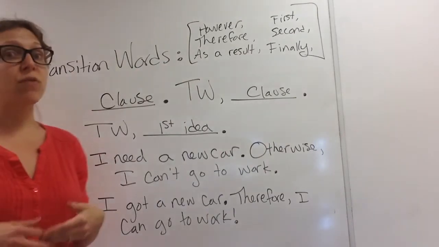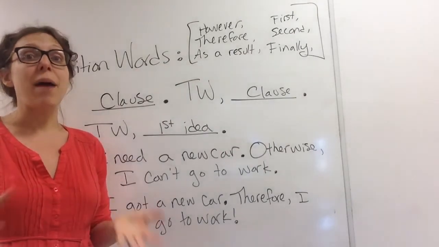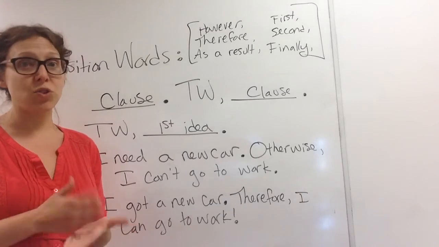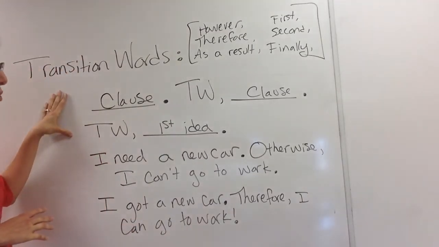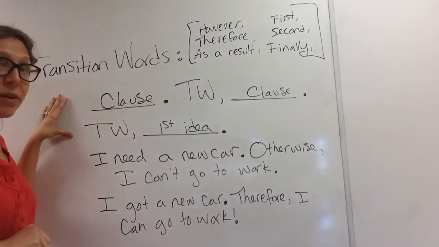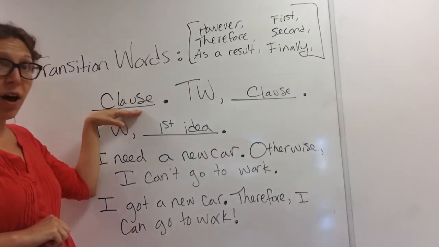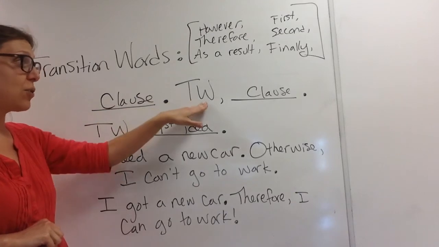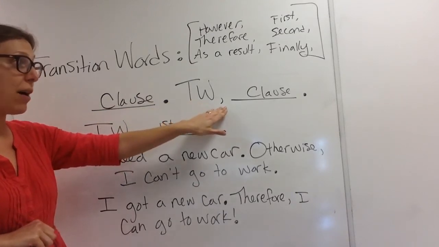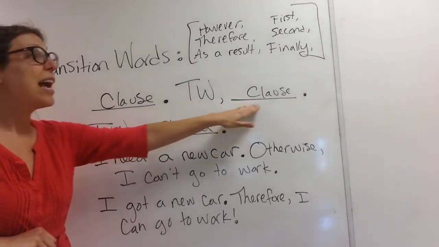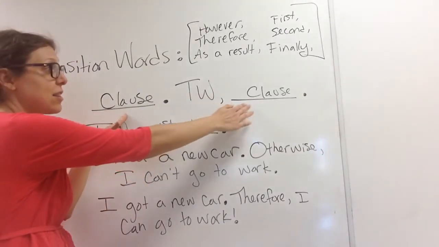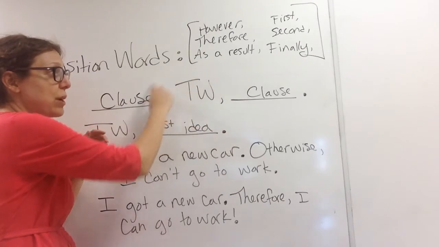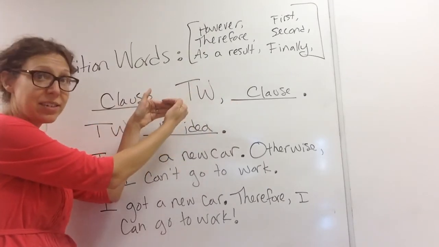So these are the most flexible in vocabulary, but they're kind of the most strict with punctuation. So with transition words, we have two ways that we can use them. We have a clause, and then a period, a transition word, a comma after the transition word, and a second clause. In this way, we're using the transition word to connect those two ideas together.